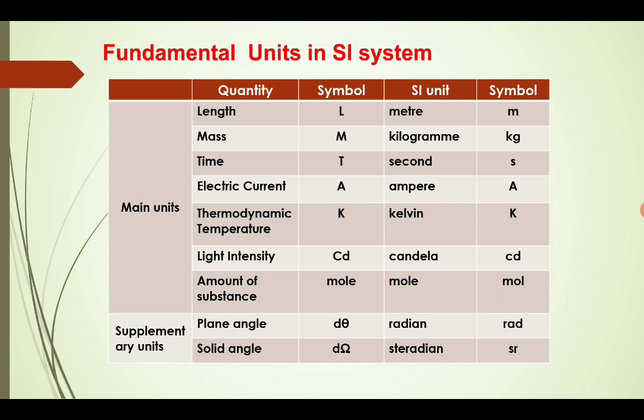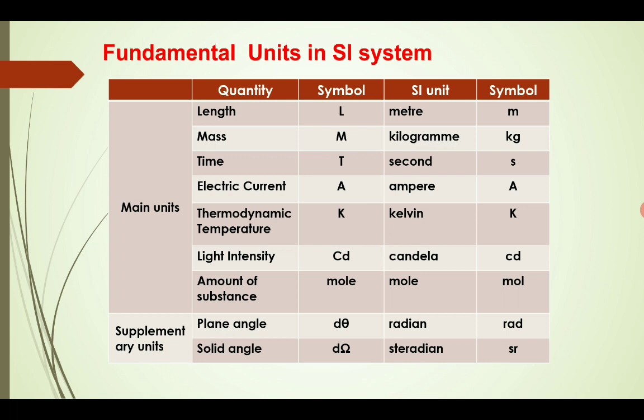Another supplementary unit is the solid angle. Now plane angle is used to measure angle in 2 dimensions, but the solid angle is used to measure the angle for 3-dimensional objects, and the symbol is d omega. SI unit is steradian and the symbol is sr.